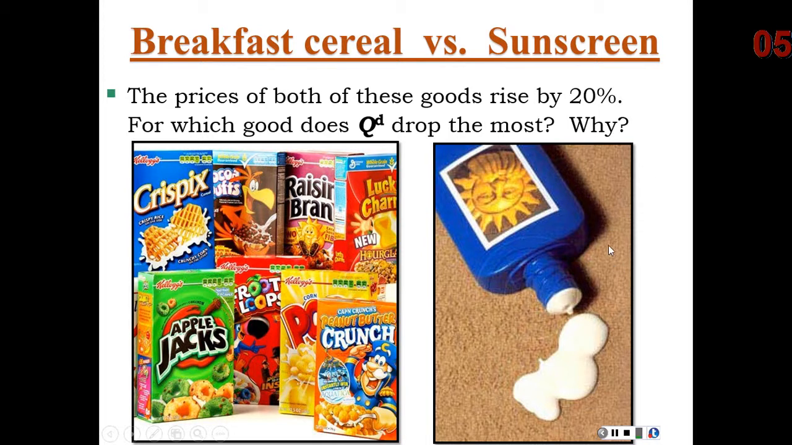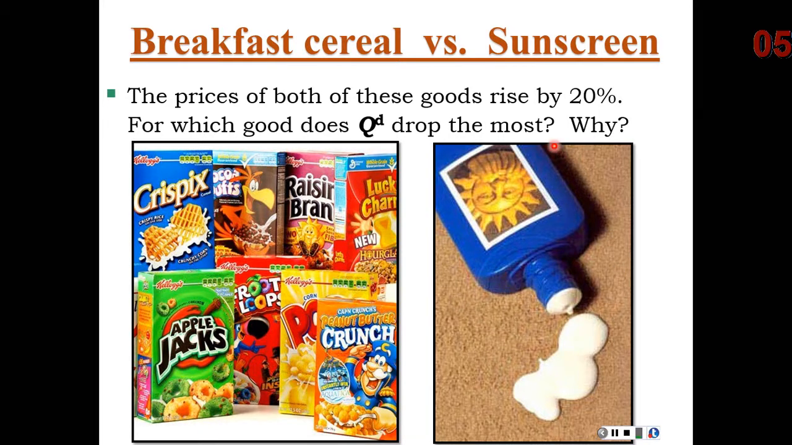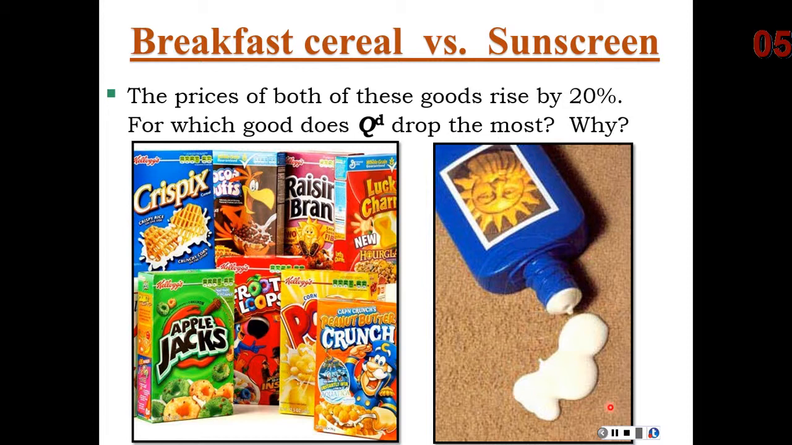But for sunscreen, imagine you're going to the beach. Maybe you have sensitive skin, and so you need to protect your skin. What are your options when you go to the beach to protect your skin? Other than going fully clothed, with long sleeves and long pants, which isn't an option for most people, not when it's 100 degrees outside, your only option really is sunscreen. There's not really very many substitutes for sunscreen.